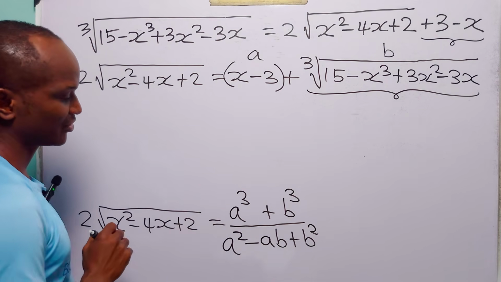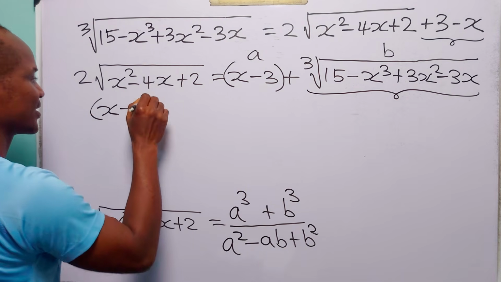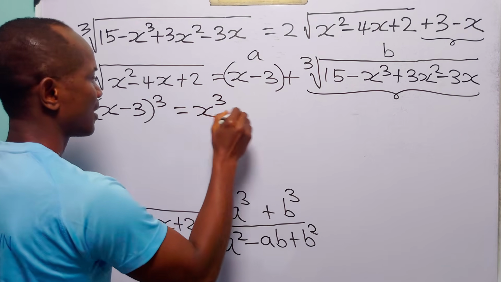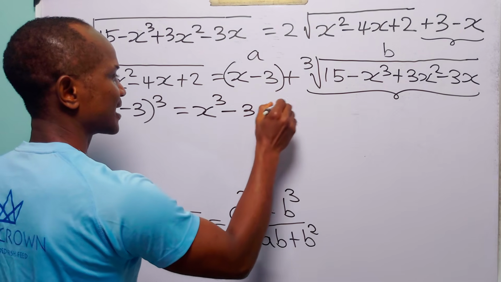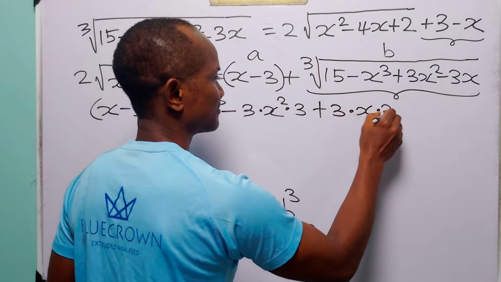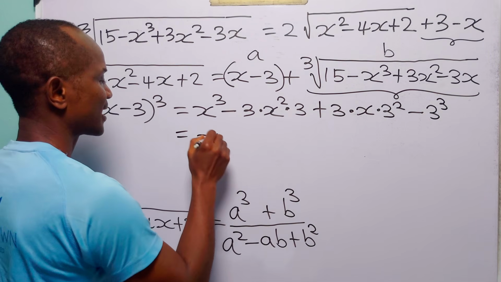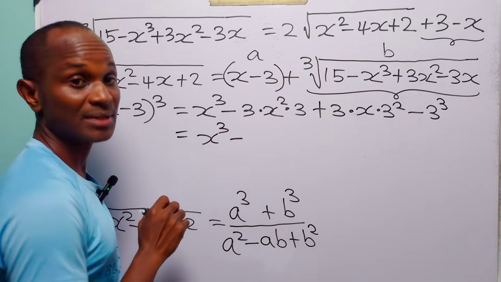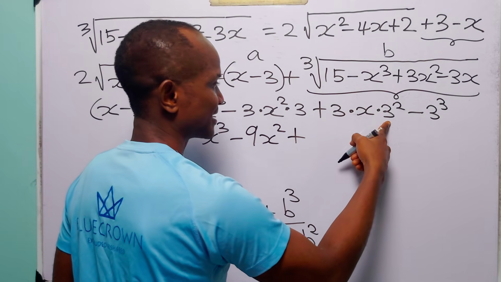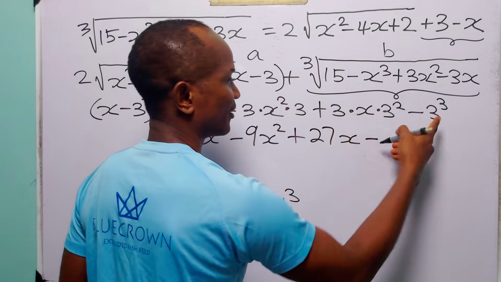Now let us look at this numerator. We have a cubed, that is x minus 3 cubed. When we expand this, we have x cubed minus 3 times x squared times 3 plus 3 times x times 3 squared minus 3 cubed. Now this is equal to x cubed. 3 times 3 is 9. So we have 9x squared. 3 times 3 squared is 27. So we have 27x.